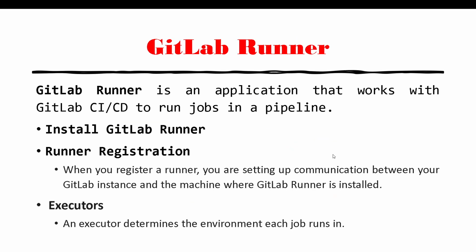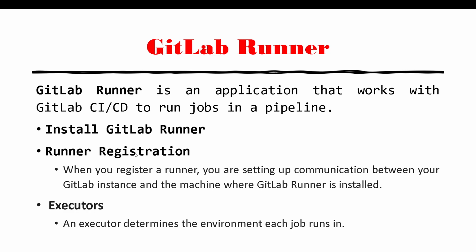Okay, so let's look at what GitLab runner is. It is an application that works with a GitLab CI to run jobs in a pipeline. Okay, that's what we just discussed. Now there are three things that you need to follow to get the GitLab runner up and running and configured with the GitLab CI tool. First, we install GitLab runner. Now you can install GitLab runner directly into your operating system, or you can use Docker to install GitLab runner.